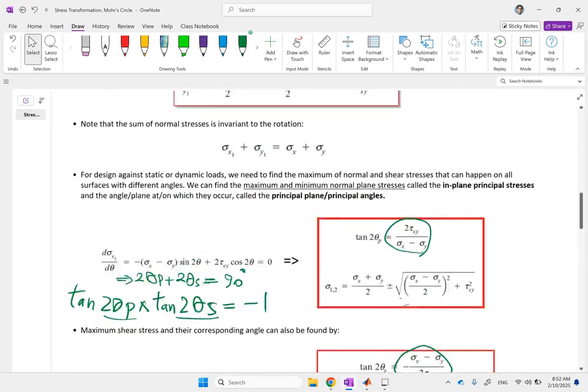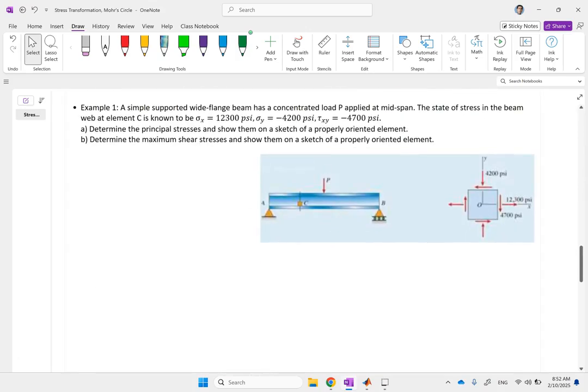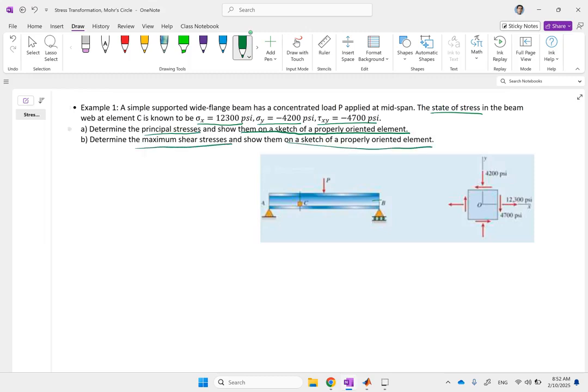Okay, now with all these fancy formulas, let's go ahead and solve one problem here. So here we have a wide flange beam. It has a concentrated load somewhere here mid-span. And at location C, we know the state of stress. We know sigma x, sigma y, and tau xy at that location because of this distribution of stress, and it's shown here on this element. We want to find the principal stresses at that location and show them on a proper sketch, and also find the maximum shear stress and again show it on a proper sketch.